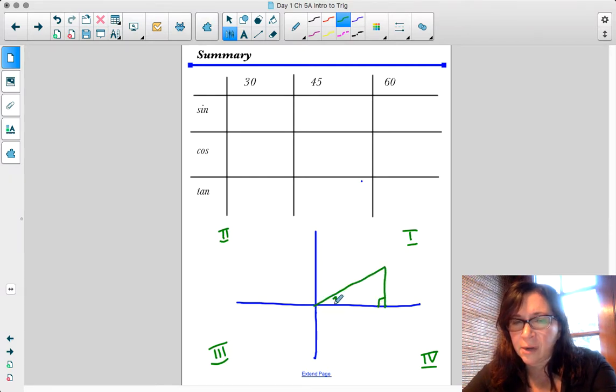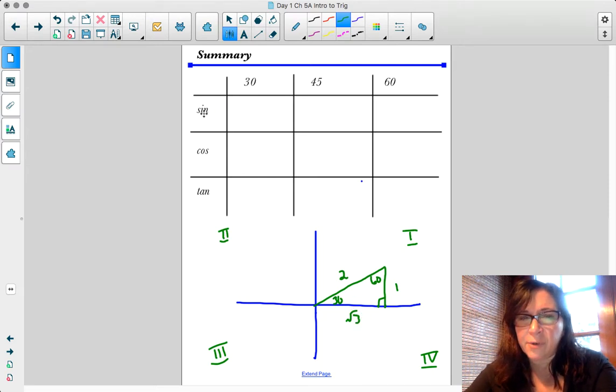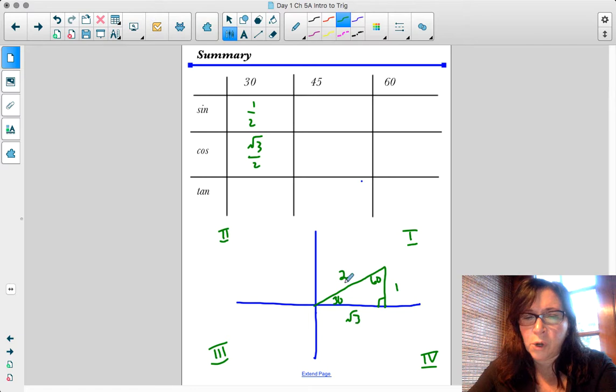And generally, across from the 30-degree angle is 1, across from the 90 is 2, across from the 60 is root 3. And if I was asking for sine of 30, that's going to be opposite over hypotenuse, so that's 1/2. Cosine of 30, adjacent over hypotenuse, so that's going to be root 3 over 2. And tangent of 30 is 1 over root 3, which is root 3 over 3.